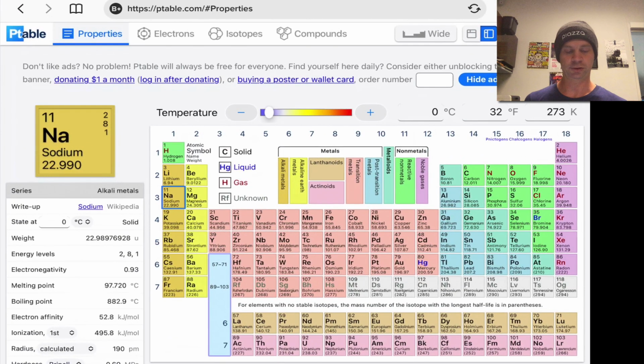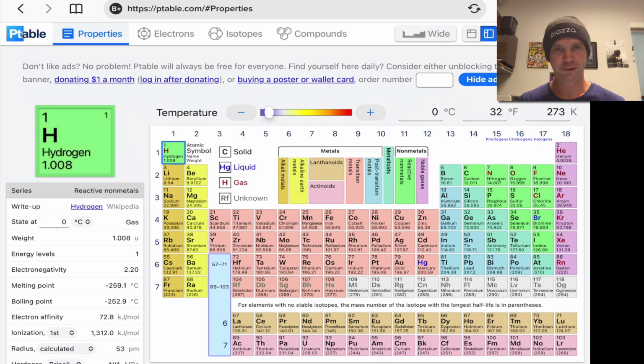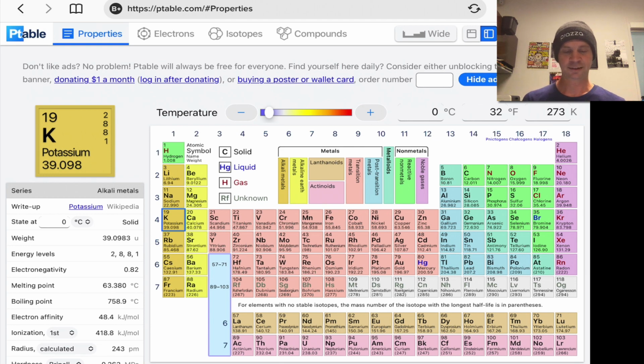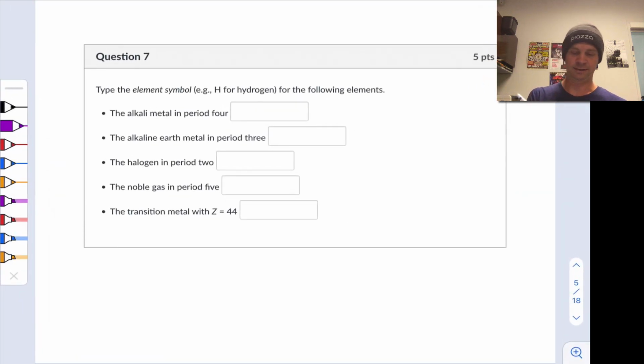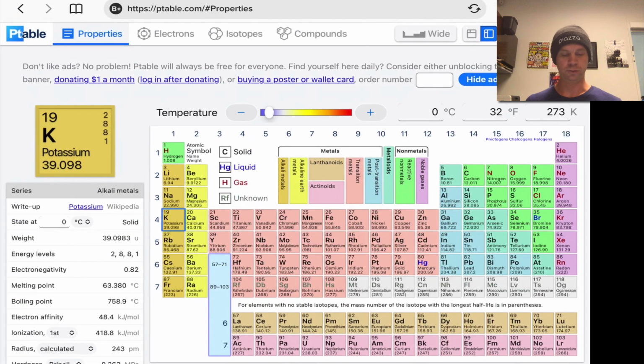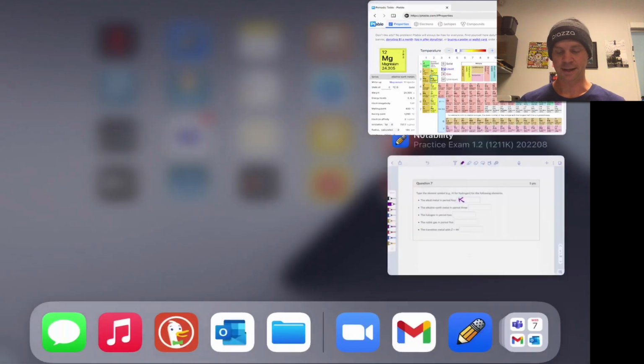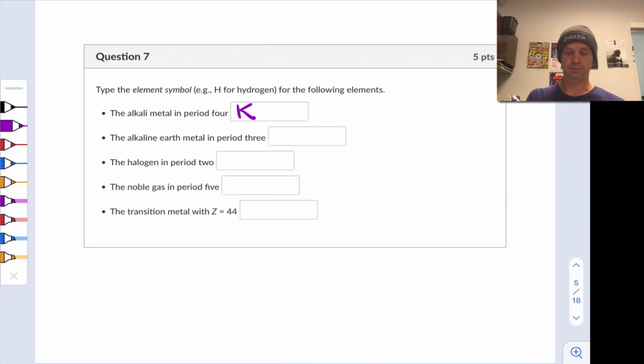The alkali metals are in group 1, and period 4 here, keep in mind, hydrogen is period 1. So we're going to go down to period 4. That is potassium, and the element symbol is K for potassium. There we go. Alkaline earth metal in period 3 is the next one. Alkaline earth metals are in group 2, and period 3 is right here, the third row, and magnesium is there. So here the alkaline earth metal in period 3 is magnesium.